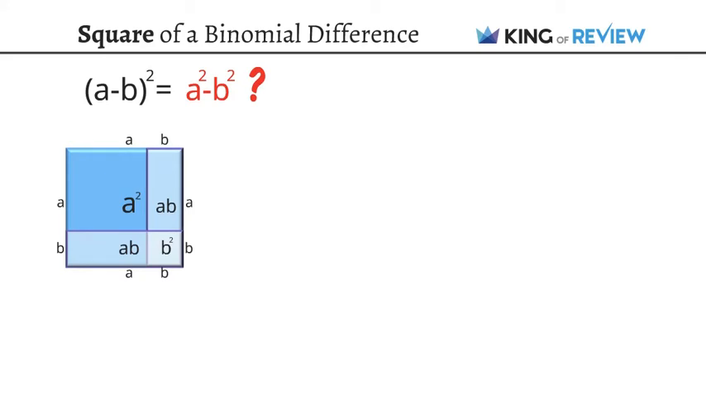Okay, now we're going to find the area of the sky blue square which is left after subtracting. The length of this side would be a minus b, and the length of this side is also a minus b. Therefore, the area of this square is a minus b, the whole squared.